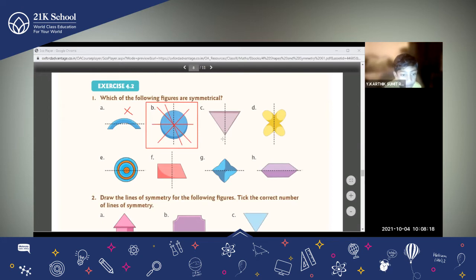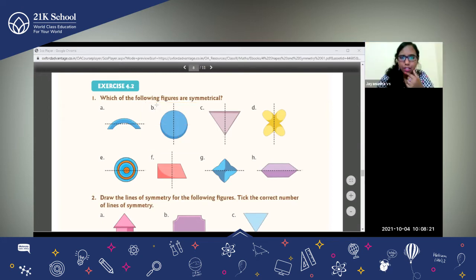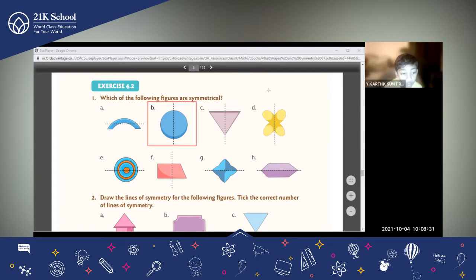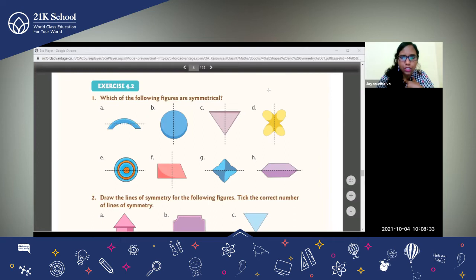So what is the answer for this then? How many lines of symmetry this figure has? Infinite. Okay. What do you mean by that? Many. Okay. Uncountable. All right. So this is correct actually for this question. All right. So this is the wrong first one.